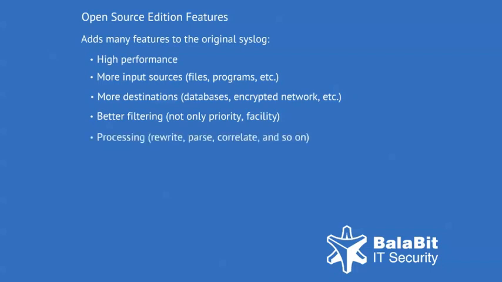Processing tools such as rewriting, parsing, and correlating add a new dimension to the functionality of the original Syslog. The open source edition now offers a JSON output and parser, and Syslog-Ng can be used on many different platforms.